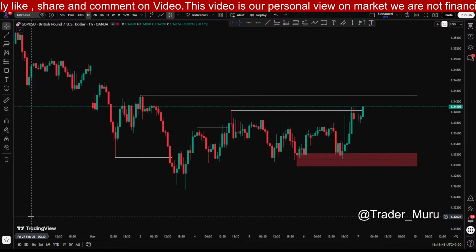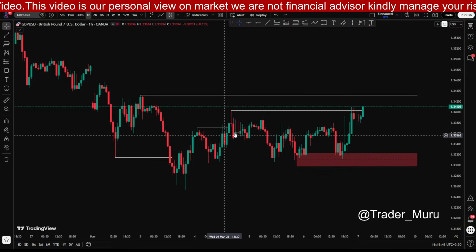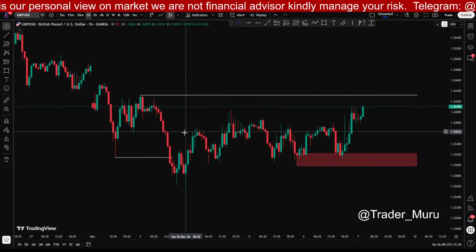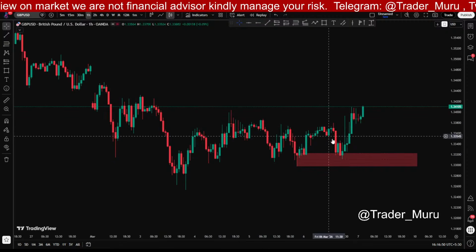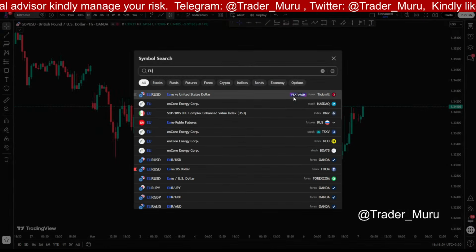Which pair does support and resistance work best on? Euro GBP. The slow pairs will be good for support and resistance. Like Euro GBP is good.